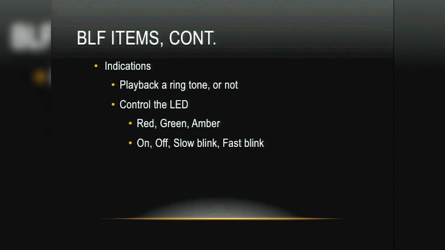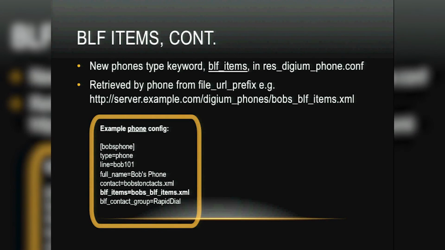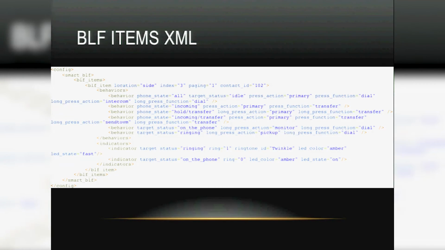Red, green, amber. So that gets set up with a new phones type keyword called BLF items in res_digium_phone. And it's retrieved by the phone from the file URL prefix. So again, trying to move all of those things to one location. And so that's it, right? It's just an XML file, Bob's XML files, or Bob's BLF items, sorry. So here it is. This is kind of what it looks like.